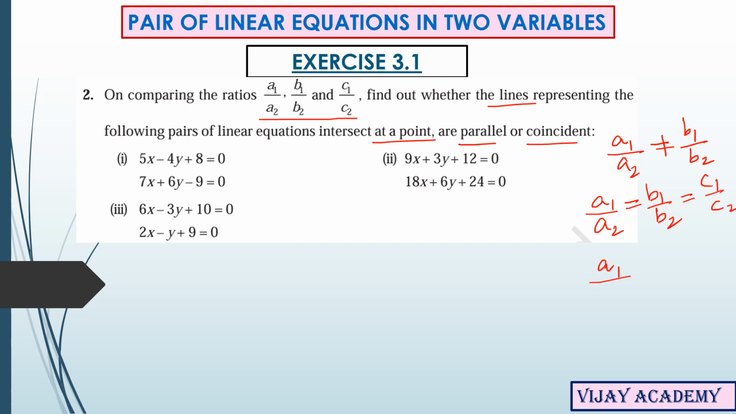And if they satisfy a1 by a2 is equal to b1 by b2 but not equal to c1 by c2, then they are parallel lines. So let us use these conditions. So let us go to the first question from second main.